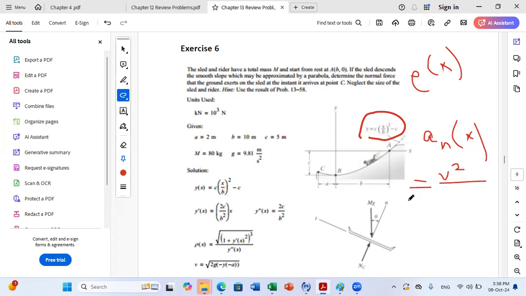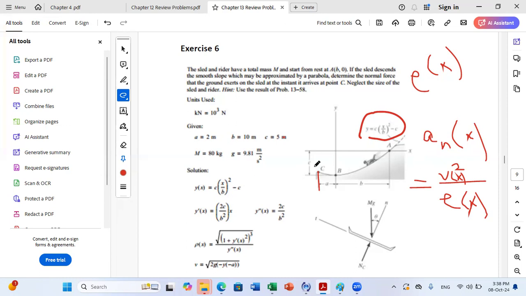over rho at x. But the challenge here, if I don't give you the velocity, is that you should also be able to calculate v as a function of x. Okay, how to do this? If I tell you, for example, the skier is at x equal minus a, you should be able to calculate the velocity. To do this, we should go back to chapter 12.